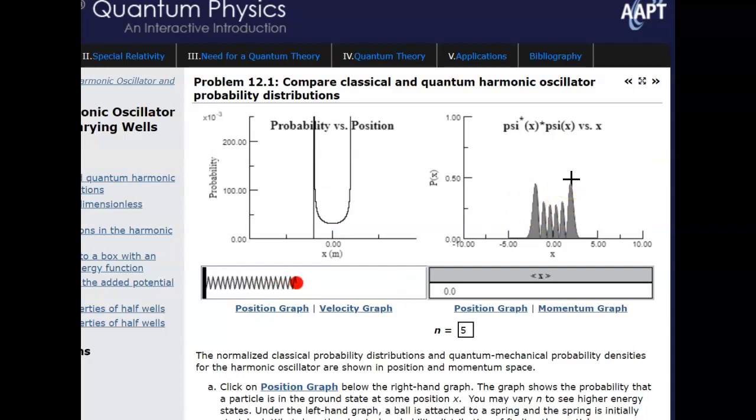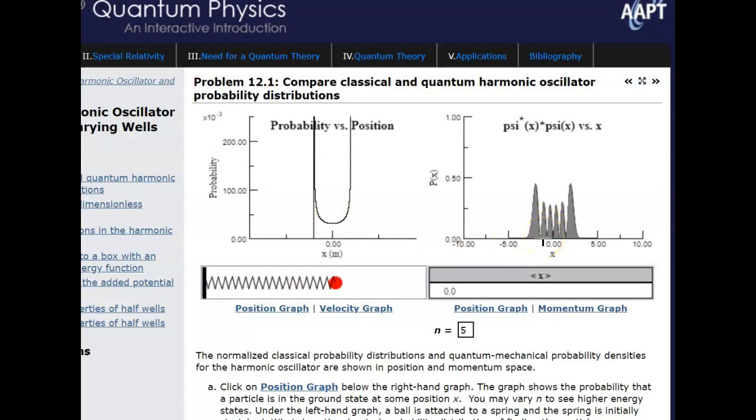So for the probability density distribution, I would say that the correspondence principle holds, that as you get to higher and higher energies, the dominant feature is going to be this U shape rather than the details of where those spots of zero probability are. So for high enough energy, we do see a correspondence between them.